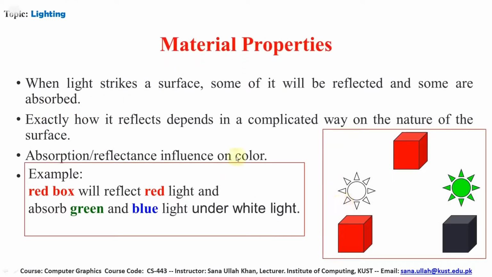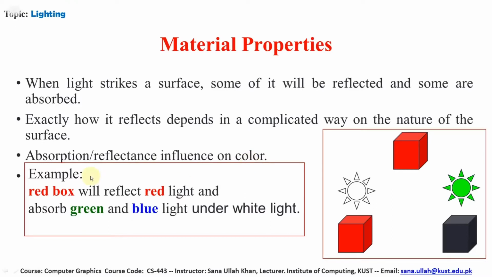Material properties. Different types of objects are combinations of different materials, and each and every material has its own properties. When light strikes a surface, some of it will be reflected and some absorbed. It is on the basis of material properties. Exactly how it reflects depends in a complicated way on the nature of the surface. Absorption and reflectance influence the color. It will affect the properties of the color.